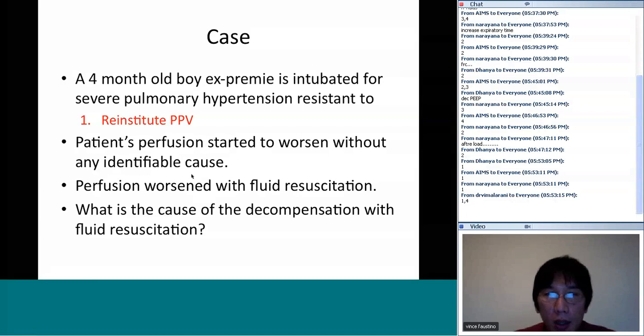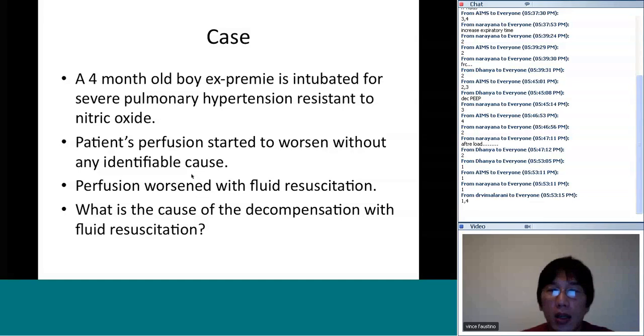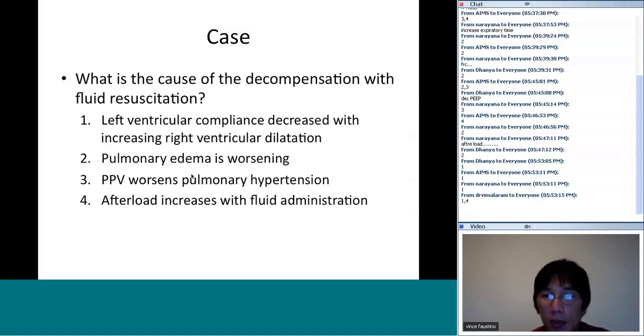Okay, 4-month-old boy intubated for severe pulmonary hypertension resistant to nitric oxide. Patient's perfusion started to worsen without any identifiable cause. Perfusion worsened with fluid resuscitation. So what's the cause of the decompensation after fluid resuscitation? First choice is LV compliance decreased with increasing right ventricle dilatation. Pulmonary edema is worsening. Positive pressure ventilation worsens pulmonary hypertension. Afterload increases with fluid administration.